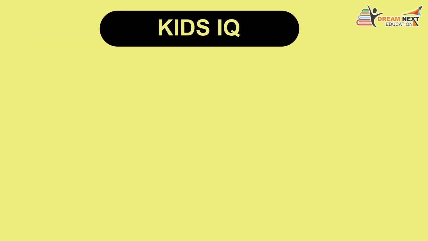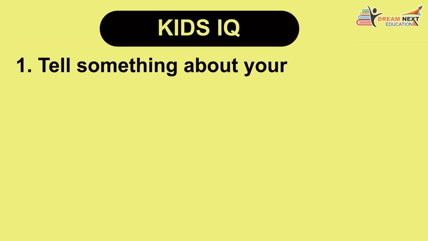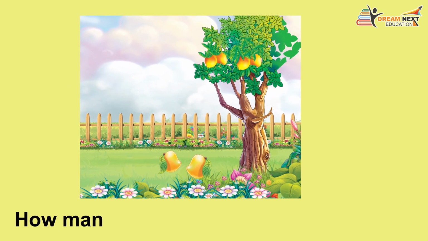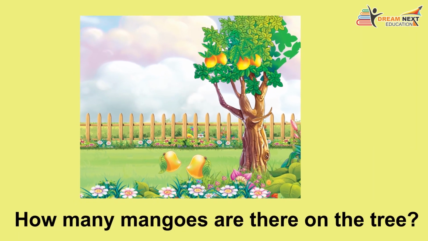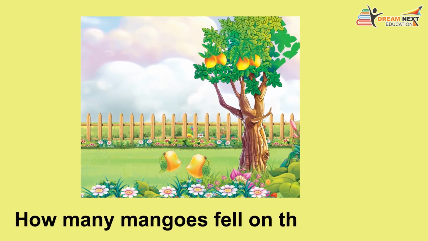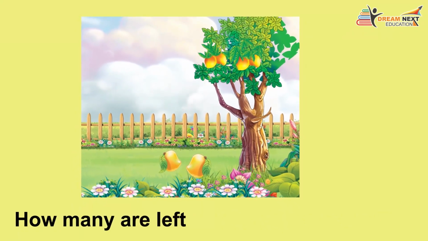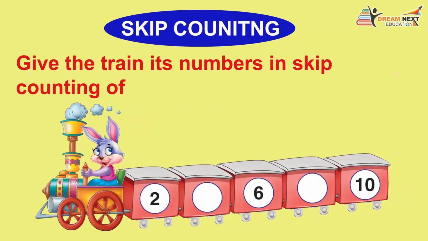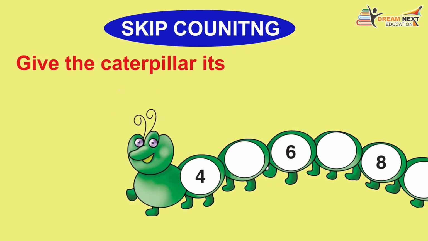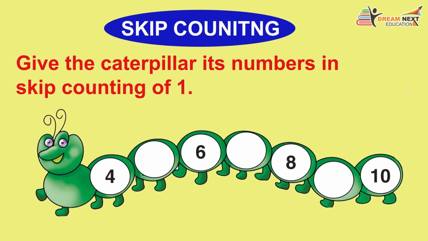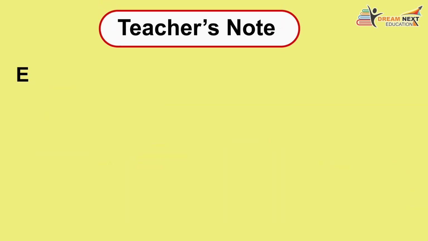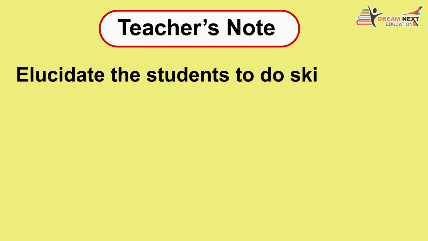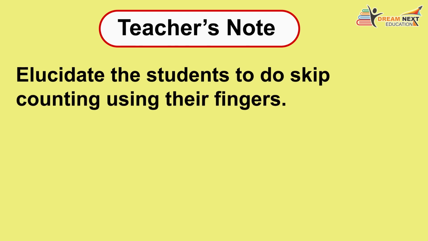Kids IQ. 1. Tell something about your favorite toy. How many mangoes are there on the tree? How many mangoes fell on the ground? How many are left on the tree now? Skip counting. Give the train its number in skip counting of 2. Give the caterpillar its number in skip counting of 1. Teacher's note. Elucidate the students to do skip counting using their fingers.